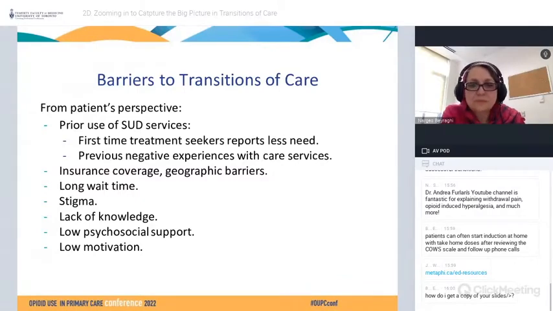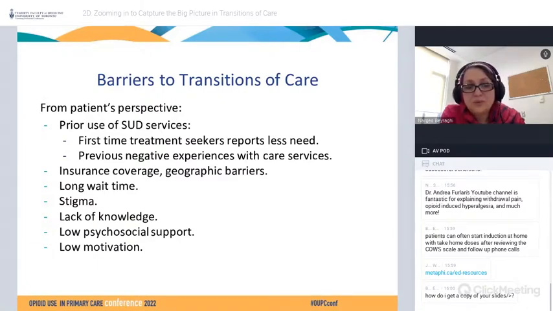Also, those who are first-time treatment seekers may think that they don't need further support and that the support they have is enough, so they would be able to manage on their own. It's good to know that not all addiction support is OHIP covered, and most of our patients don't have coverage for those. We have long wait times for a lot. For example, they are booking an assessment for residential treatment in 4 months. Stigma could be a big barrier.